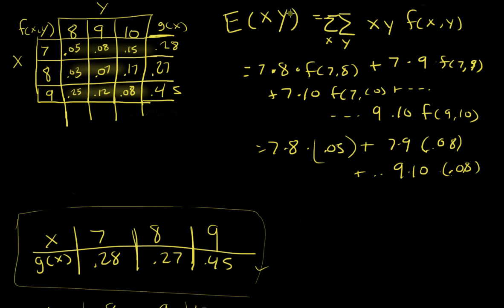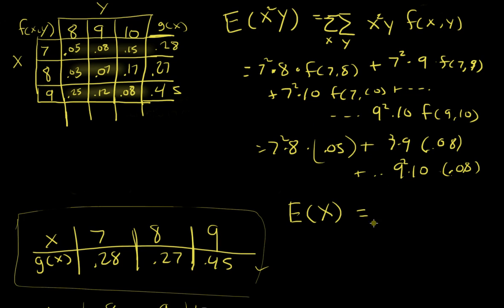And then what if it was the expected value of x squared times y? Then, by definition, that would just be the sum of x squared times y times f of x, y. So you just square all these x's. You should be able to find any expected value involving both x and y, given the joint probability distribution function.